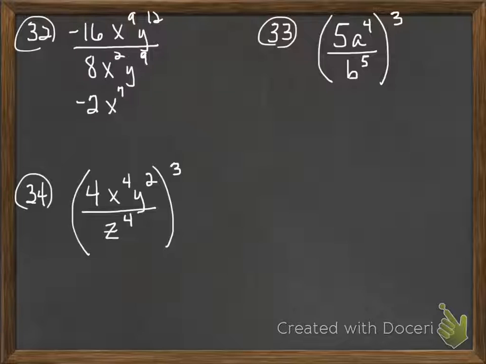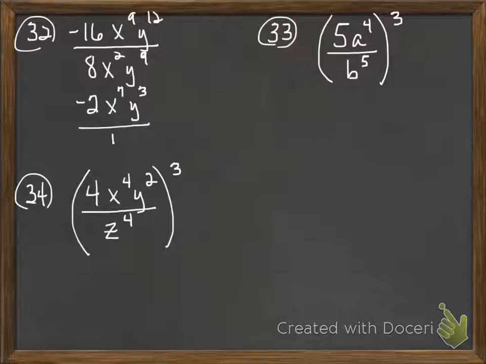Then we're going to divide our y's. y to the 12th divided by y to the 9th. 9 is smaller than 12, so the 9 moves up to the larger exponent. We subtract 12 minus 9. And that gives me y to the 3rd. So I technically have a 1 in the denominator, but we won't write that 1.